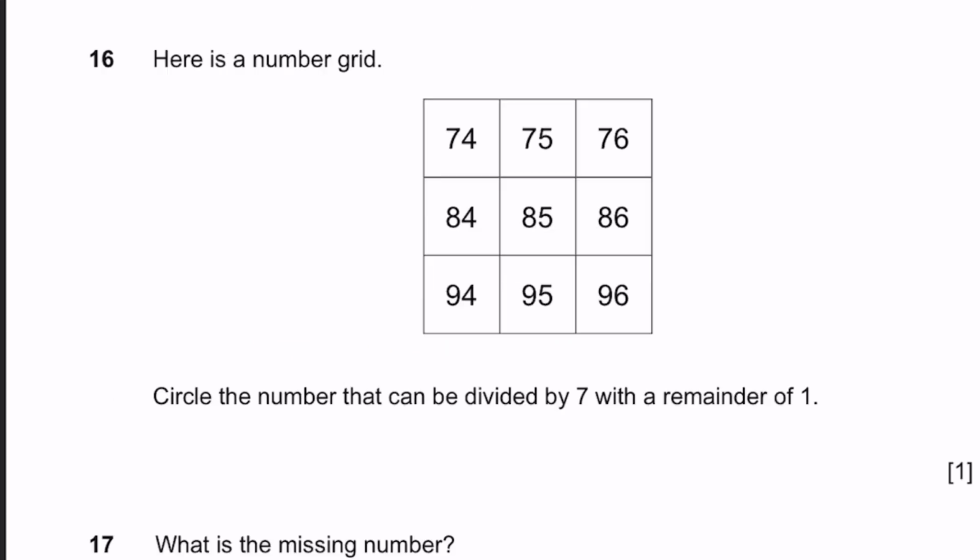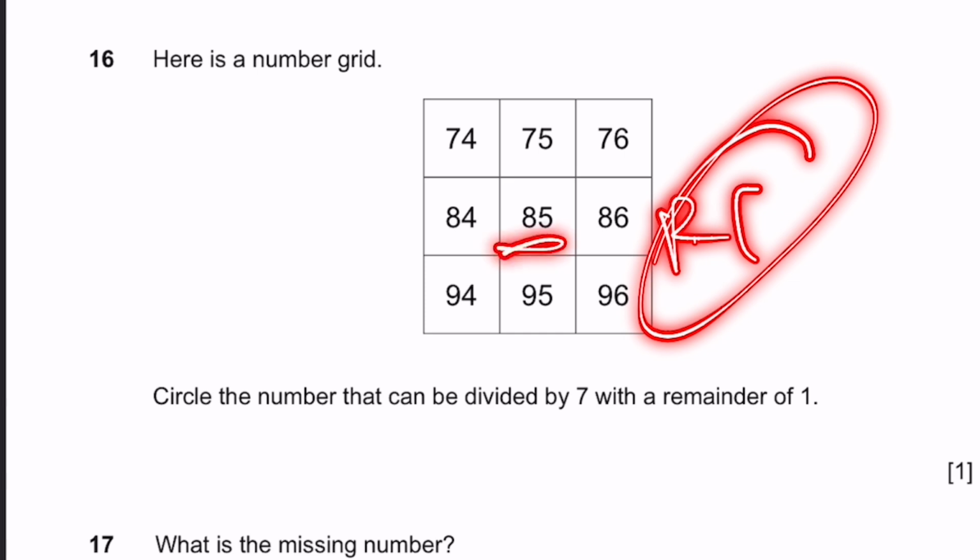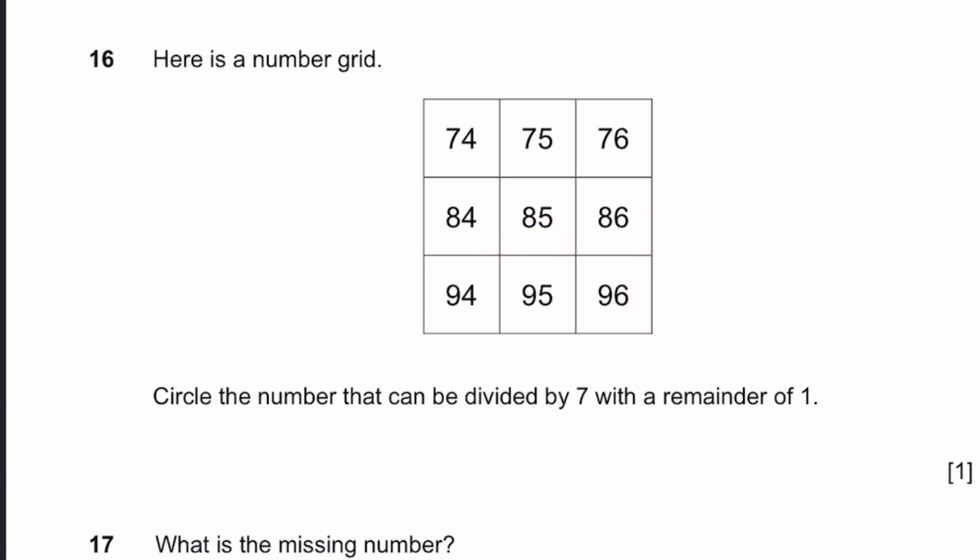Question 16. Here's a number grid. Circle a number that can be divided by 7 with a remainder of 1. So let's test out 74. Divide by 7, we get 10 with the remainder 4. No, that's not what we want. Now over here, this will be 10 remainder 5. This will be 10 remainder 6. This will be actually 12 with no remainder. 12 remainder 1. Wait a second. We got a remainder 1, which is 85. So we can draw a ring or circle the number over here.